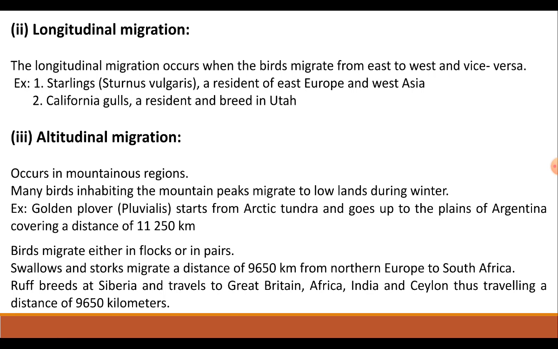The longitudinal migration. The longitudinal migration occurs when the birds migrate from east to west and vice versa. Example, the starlings, a resident of East Europe and West Asia, migrate towards the Atlantic coast. Whereas the California gulls, a resident that breeds in Utah, migrate westward to winter in the Pacific coast.